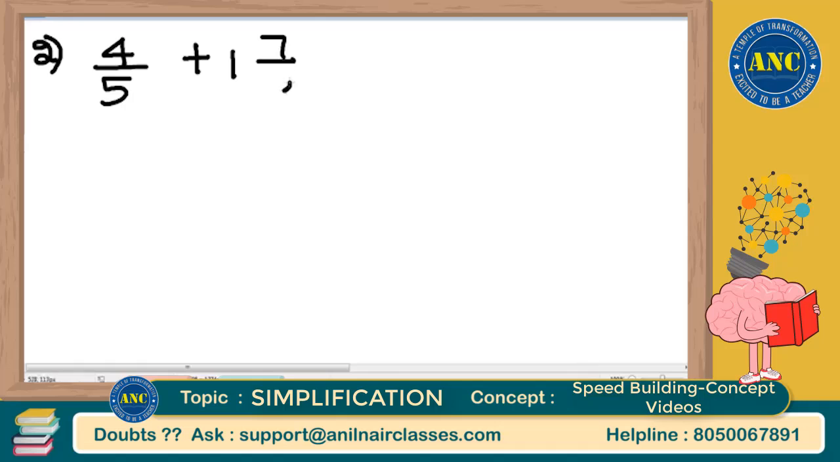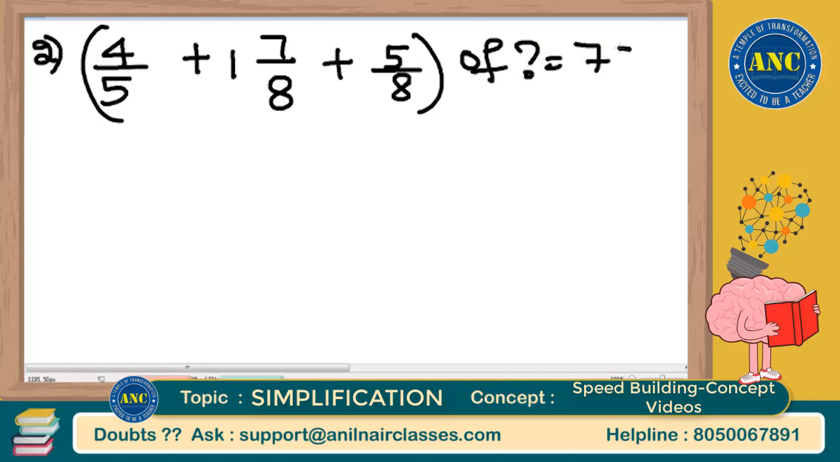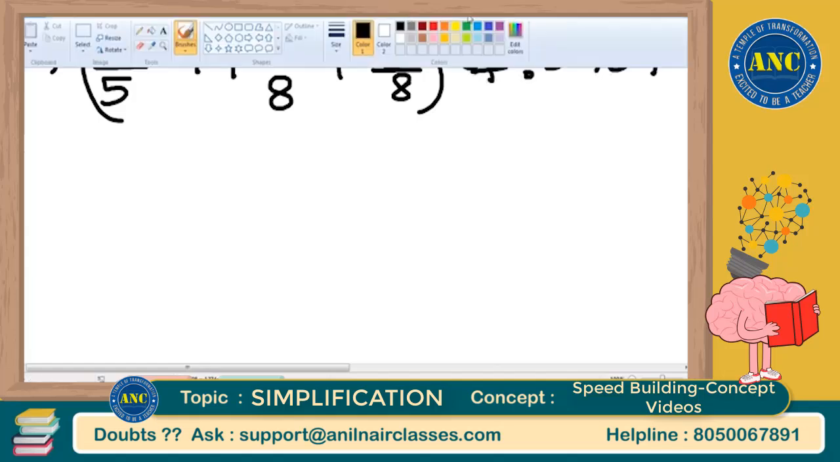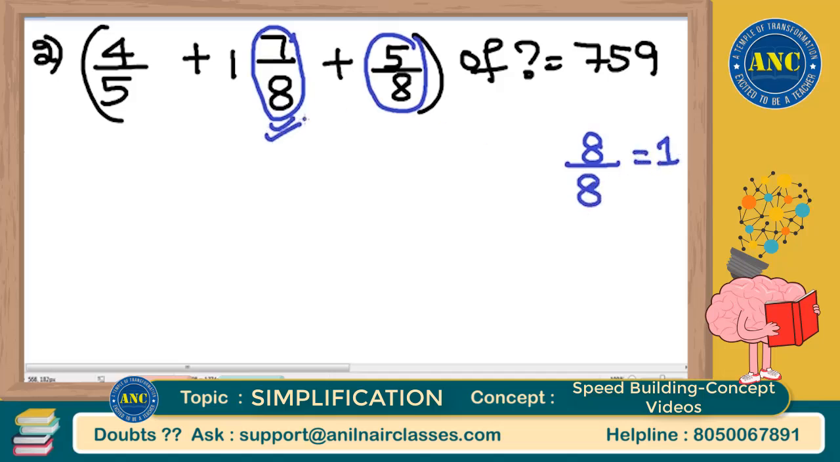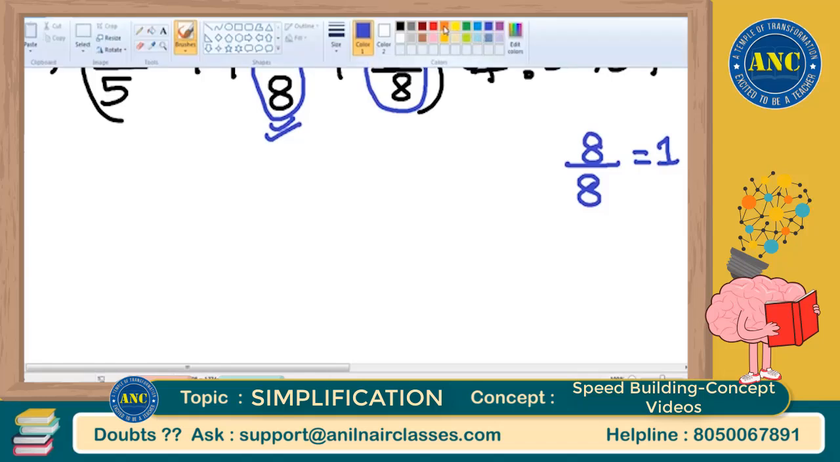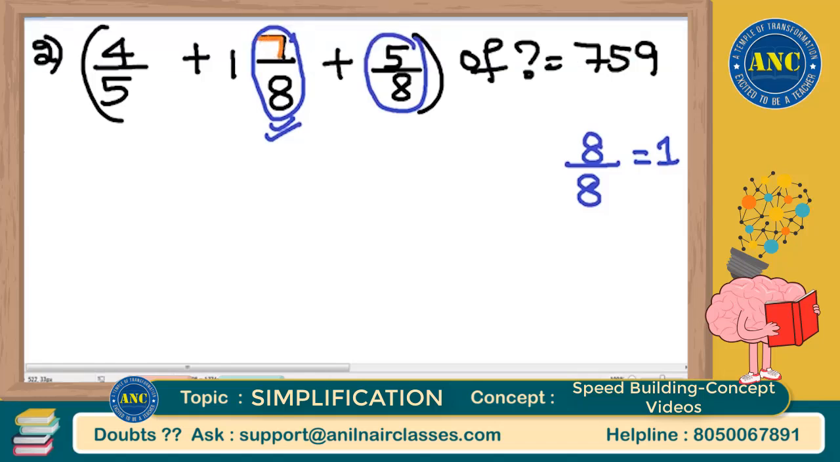4 by 5 plus 1 7 by 8 plus 5 by 8 of question mark is equal to 759, right? Now again I told you multiple times how to solve it very easily. Can I say that this is 7 by 8, this is 7 by 8, this is having 5 by 8. I know that 8 by 8 is nothing but equal to 1, but this person has 7 by 8. If I give him another 1 by 8, that person will become 1, right? That person will become 1.